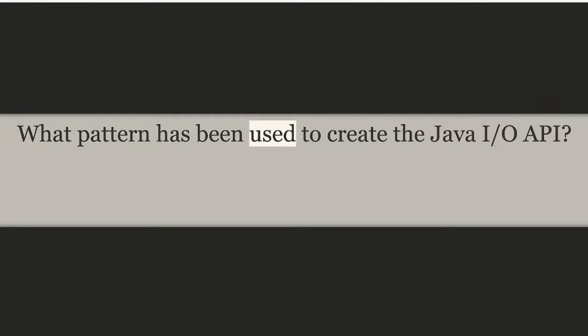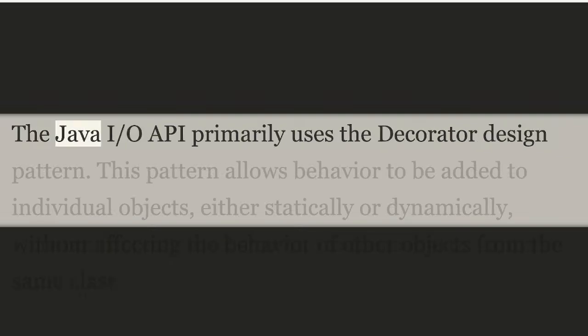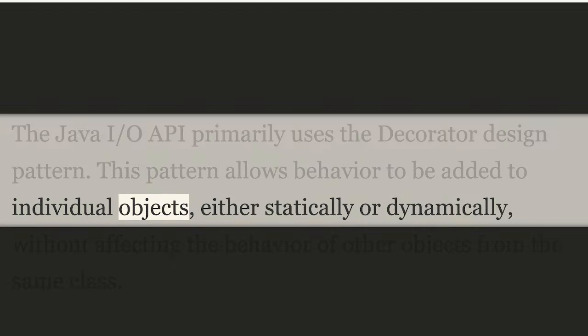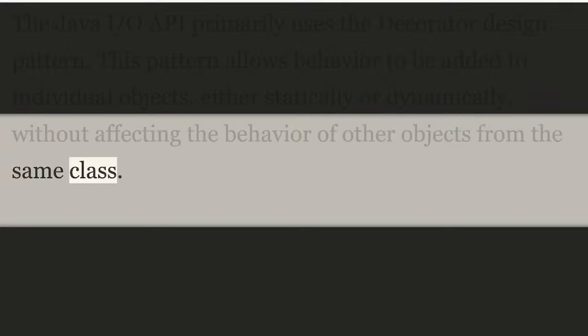What pattern has been used to create the Java I/O API? The Java I/O API primarily uses the decorator design pattern. This pattern allows behavior to be added to individual objects, either statically or dynamically, without affecting the behavior of other objects from the same class.